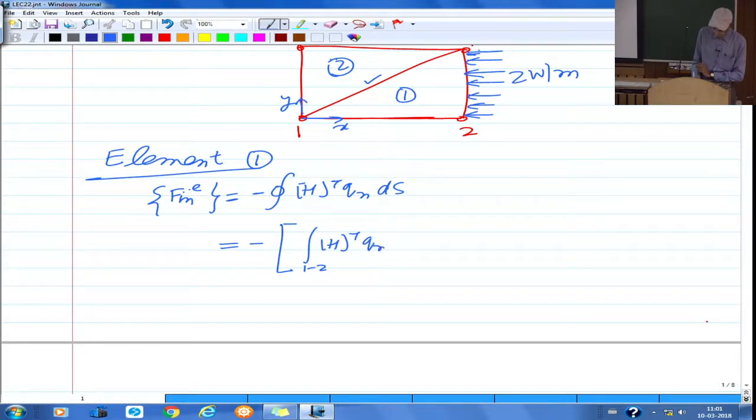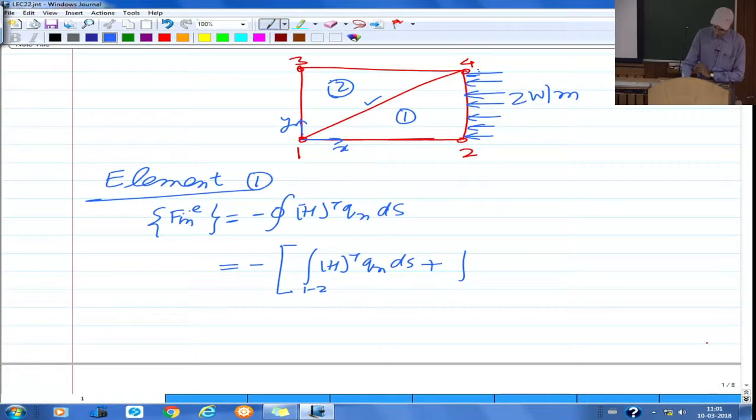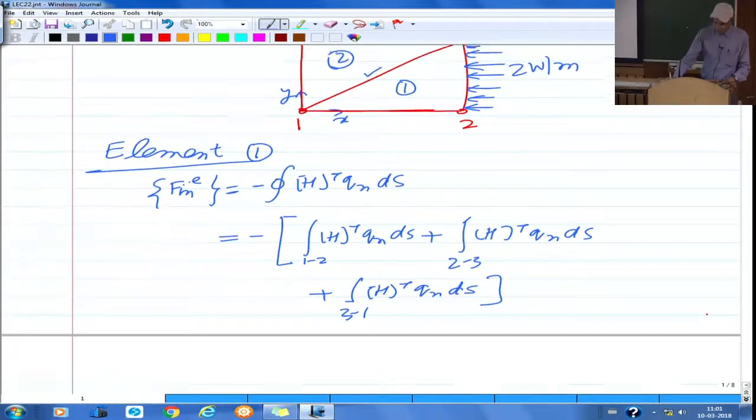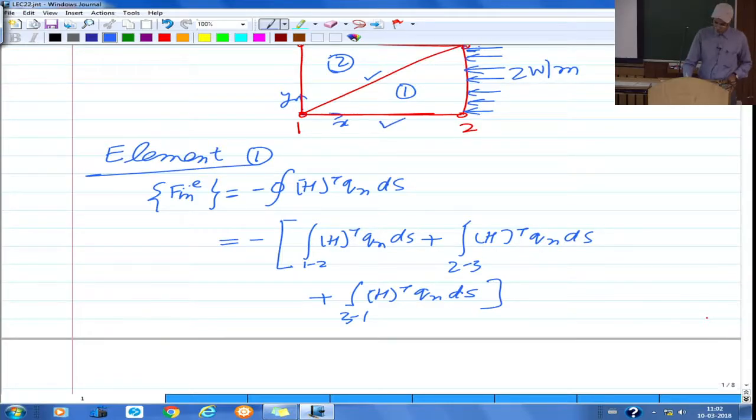I am just not putting the limits but just saying 1 to 2, and then you have H transpose Qn ds, plus this integration from local node number 2 to 3, since I am still using the local numbers for the first element, with the same quantity H transpose Qn ds, and the last term is the integration from 3 to 1 of H transpose Qn ds. So this is the cyclic integral along the boundary: this boundary plus this boundary plus this boundary for the first element.